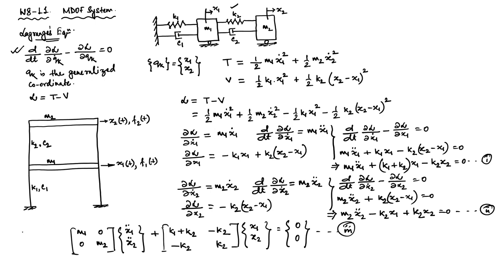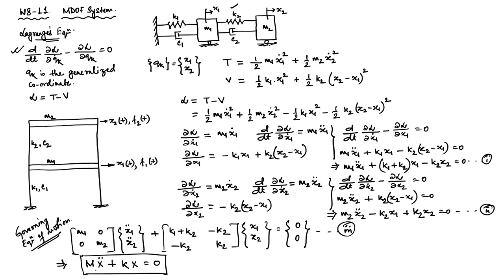So, this is the governing equation of motion. And symbolically we can write, this is m x double dot plus k times x is equal to 0. So, that is the equation of motion for the free vibration of a MDOF system.